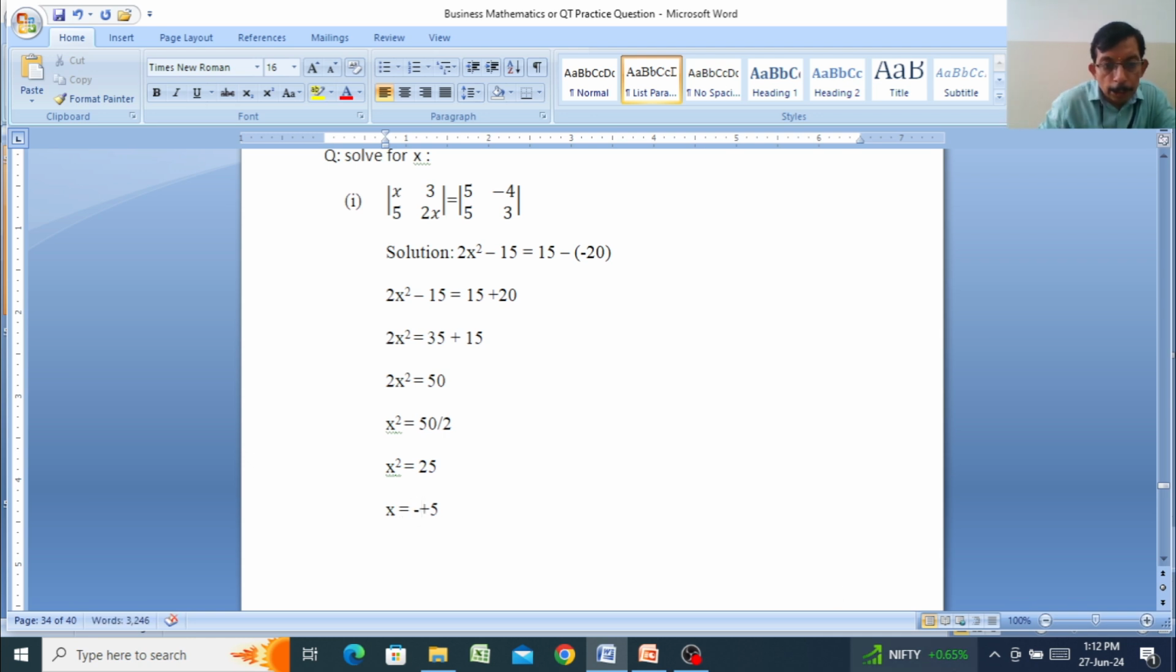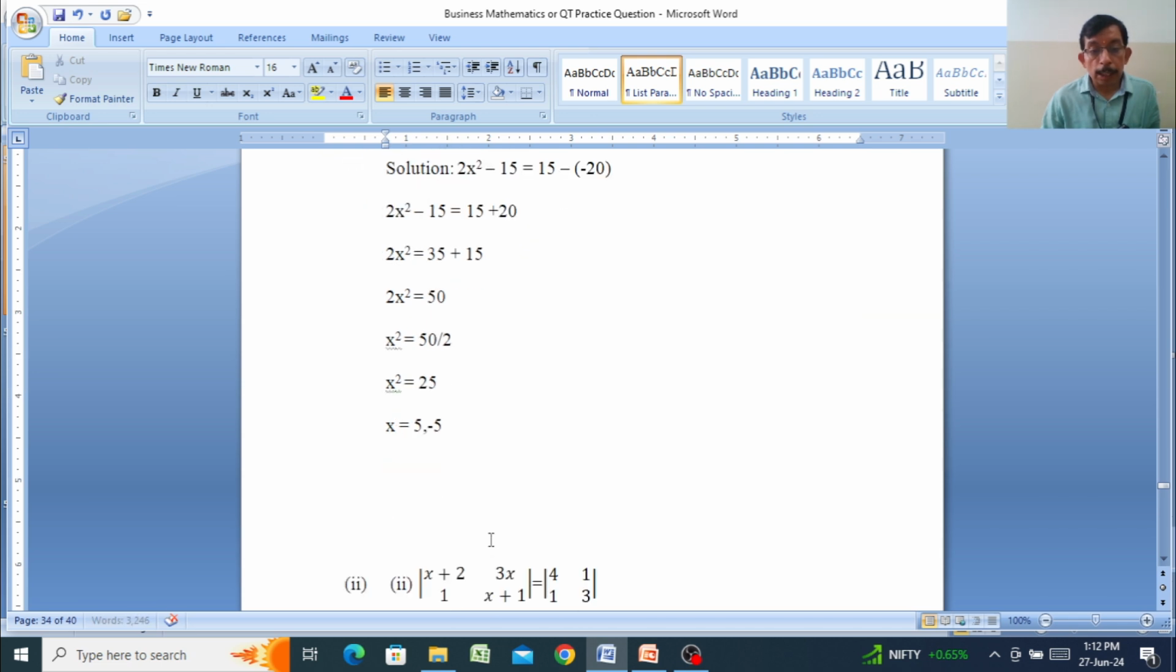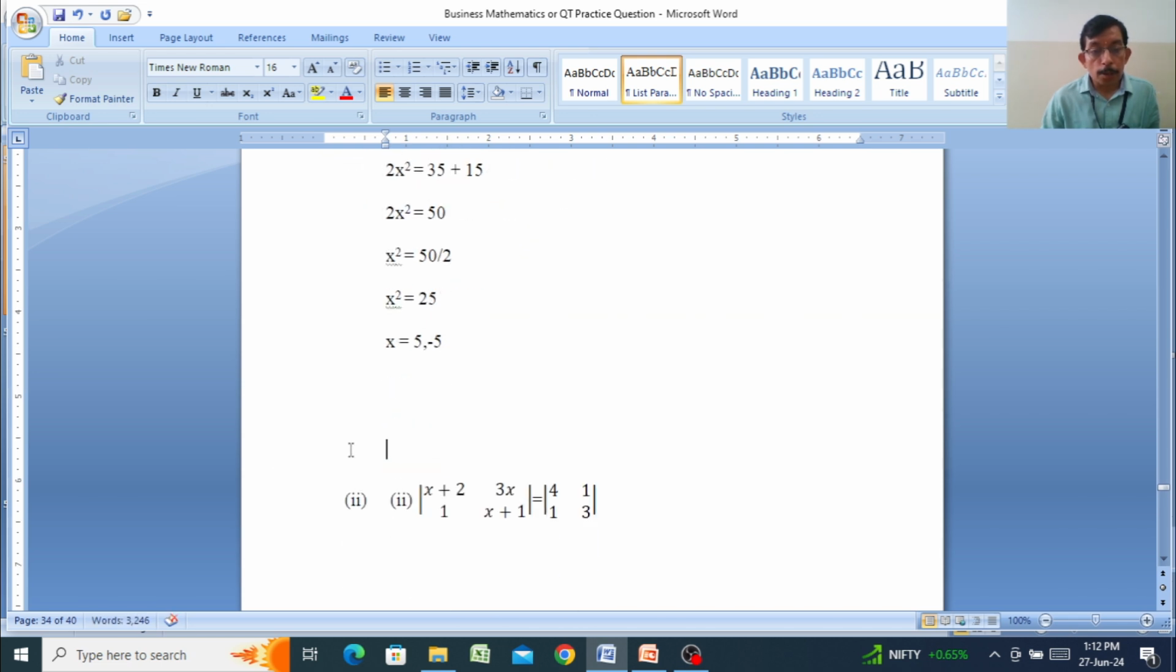The values are plus 5 and minus 5. Is it clear, everyone? This is the solution where the two determinants are given equal. First we solve both 2 by 2 determinants by the difference of the multiplication of the diagonal elements. After that apply the condition of equality, then solve the value of x, which is 5 and minus 5. Now solve the second question.